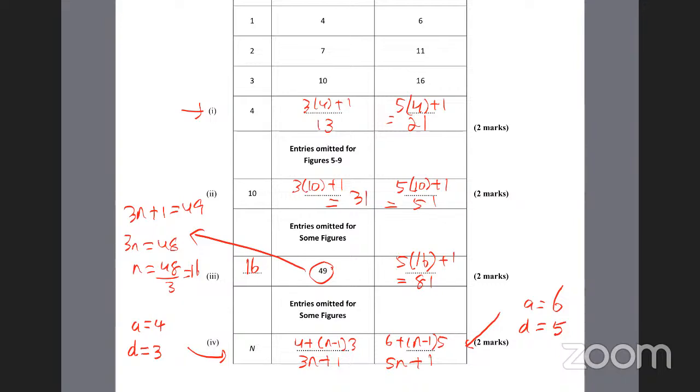Next one. Any questions online there? Right, Ravina, type the whole thing. We're very good, Ravina.